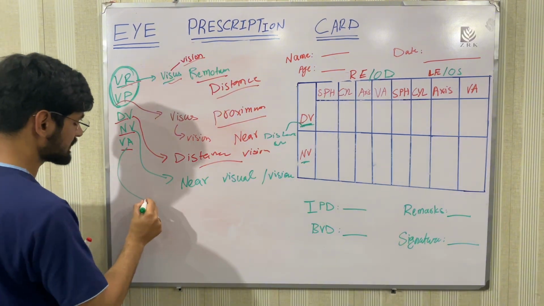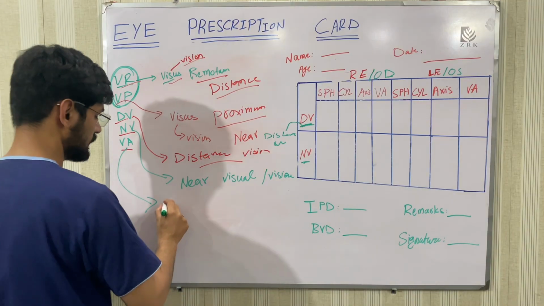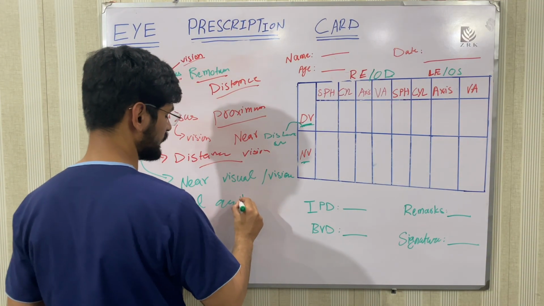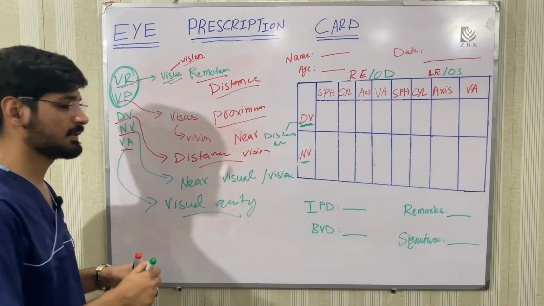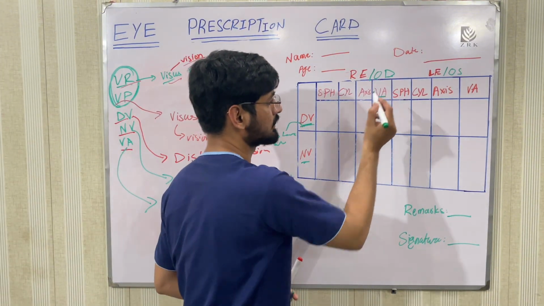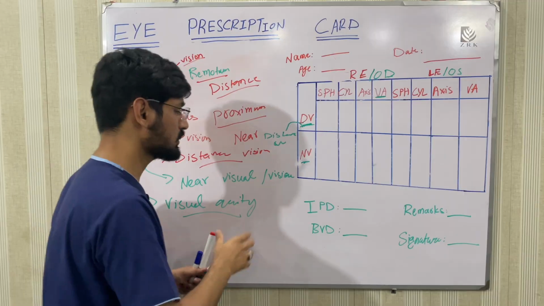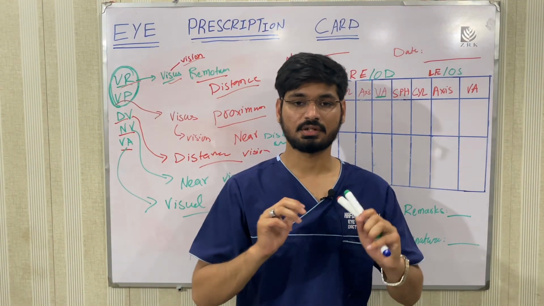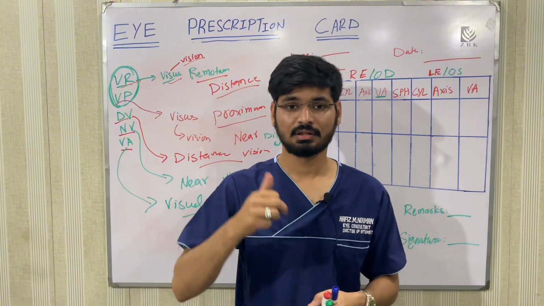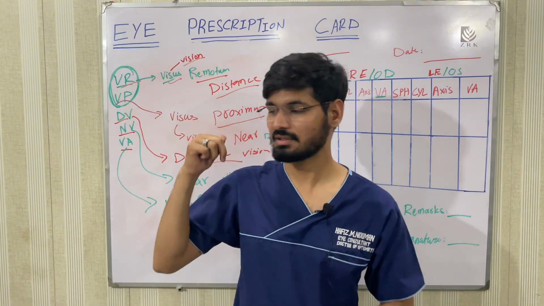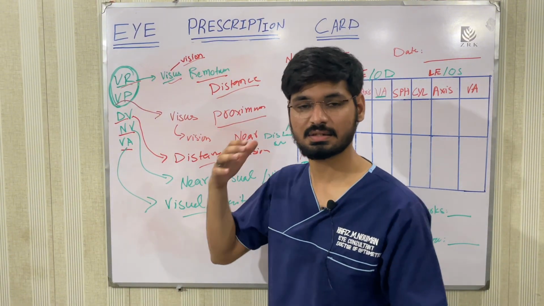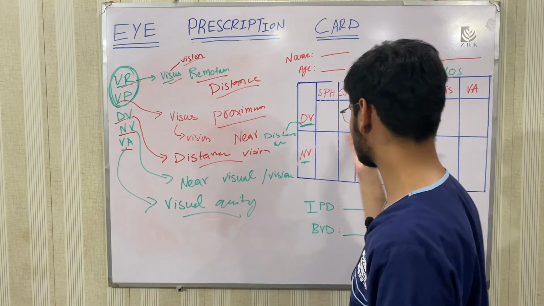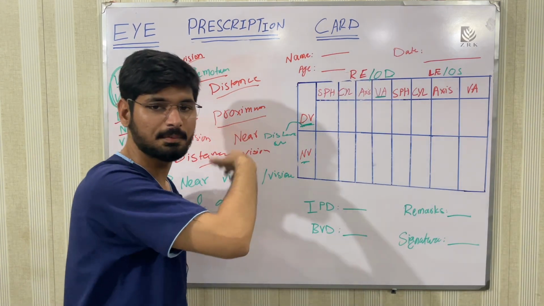The last word is VA, which means visual acuity. Visual acuity means what is the visual status of the patient. The patient is 6/6 or 6/12 or 6/36 with this number. So these are all the abbreviations.